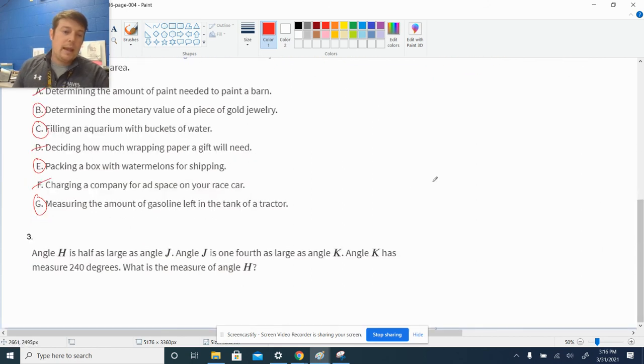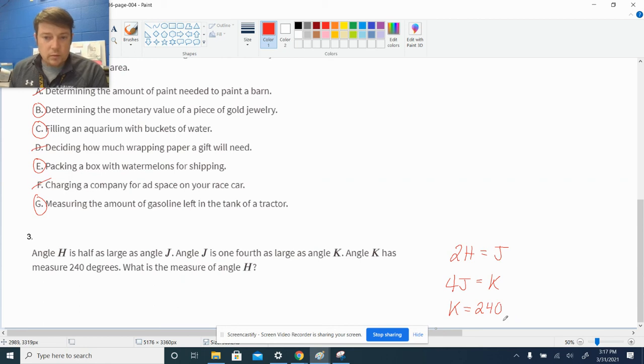Number 3, angle H is half as large as angle J. Well, based on that sentence, I could say that 2H equals J. Angle J is 1/4 as large as angle K. All right, so that tells me that 4 J's equal K. And then it says K is 240 degrees. So K equals 240 degrees. What is the measure of angle H? Well, let's find out what J is first, and then we can find out what H is.